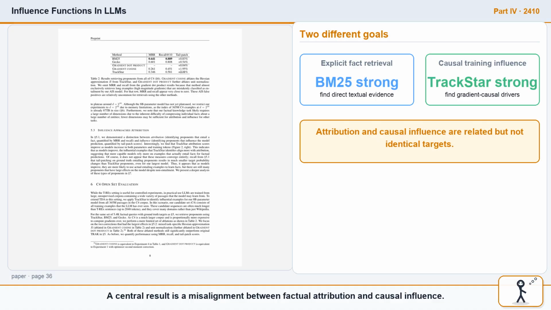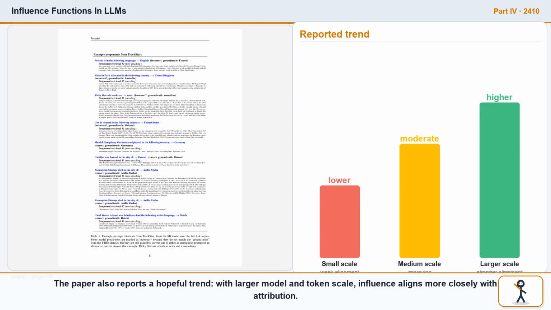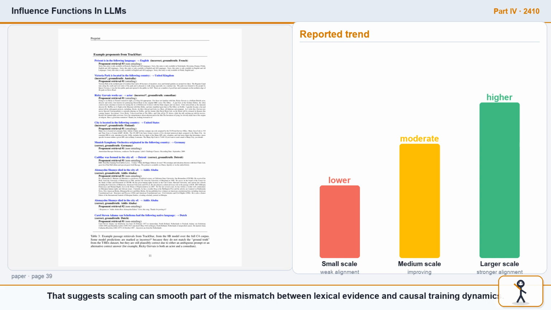A central result is a misalignment between factual attribution and causal influence. Classical lexical retrieval, like BM25, can better find passages that explicitly state a fact. But influence methods can better identify examples that causally shift model predictions. The paper also reports a hopeful trend. With larger model and token scale, influence aligns more closely with attribution. That suggests scaling can smooth part of the mismatch between lexical evidence and causal training dynamics.